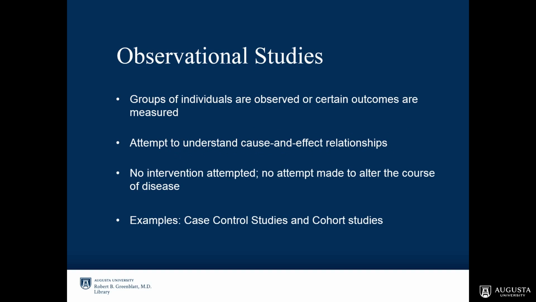As compared to the interventional studies, there are observational studies, another form of clinical research. And in these studies, groups of individuals are observed or certain outcomes are measured. And it's an attempt to understand cause and effect relationships. There's no intervention attempted, and there's no attempt made to alter the course of the disease. And commonly encountered forms of these observational studies that you'll find in clinical research are case control studies and cohort studies. So we're going to talk about those in a little more detail.